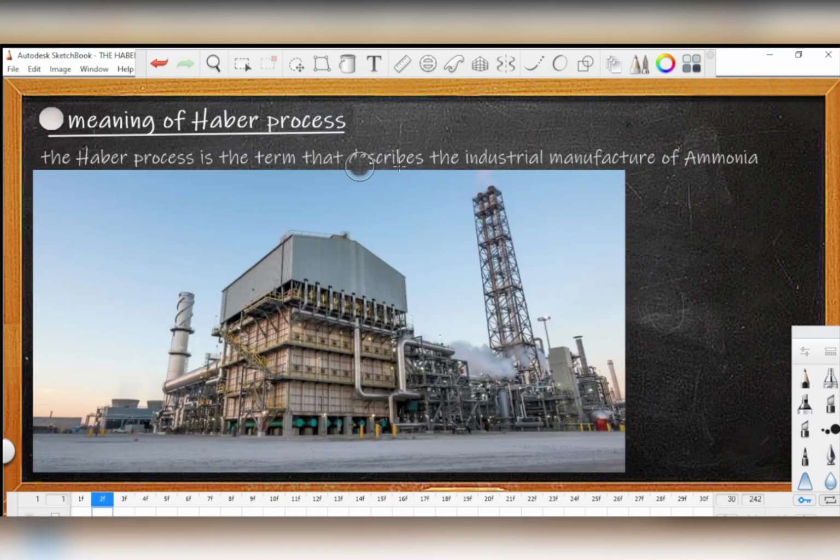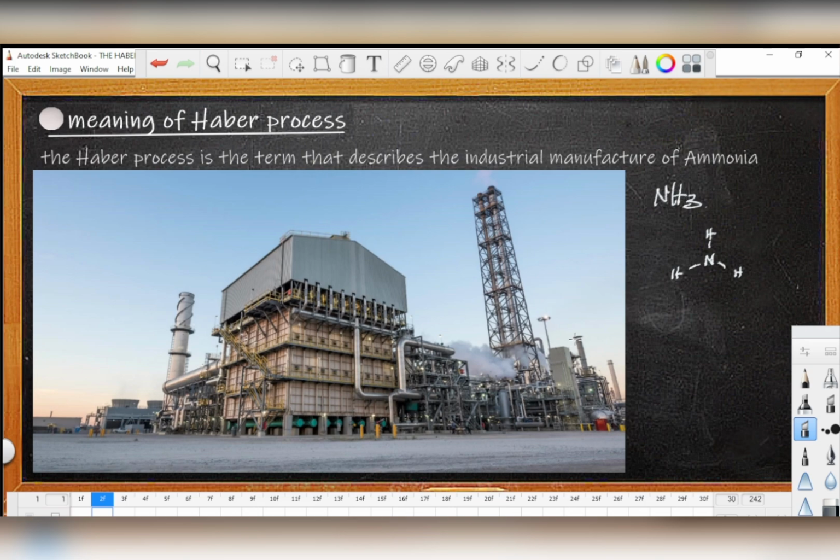The Haber process is a term that describes the industrial manufacture of ammonia. Ammonia, we know, is a covalent compound and is NH3. In ammonia, nitrogen covalently bonds with 3 atoms of hydrogen. Now, the industrial manufacture of ammonia is what we call the Haber process. We're not going to look at a structure this big for producing ammonia. We're looking at a structure smaller, as we'll see later.